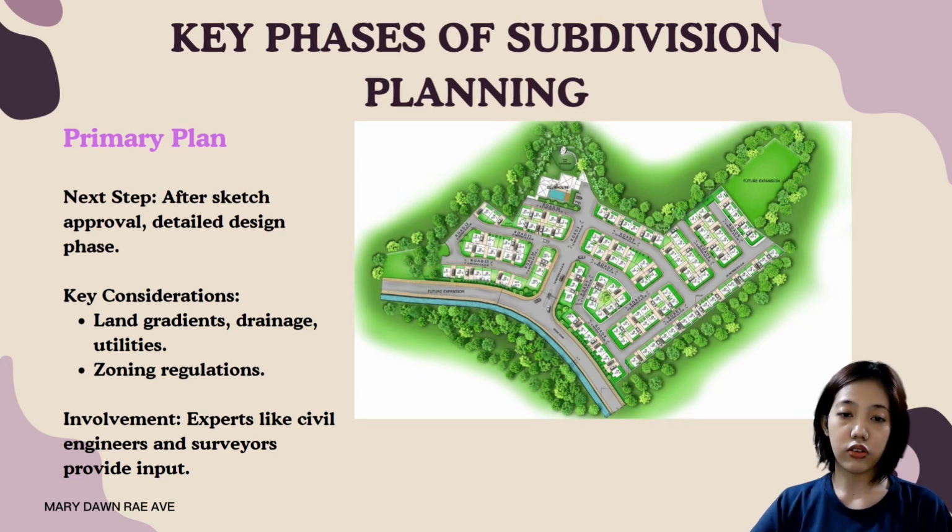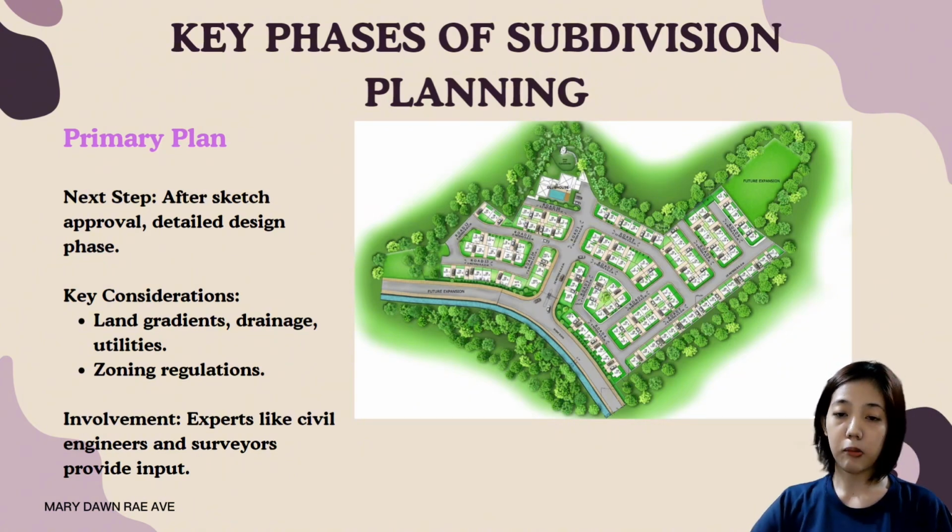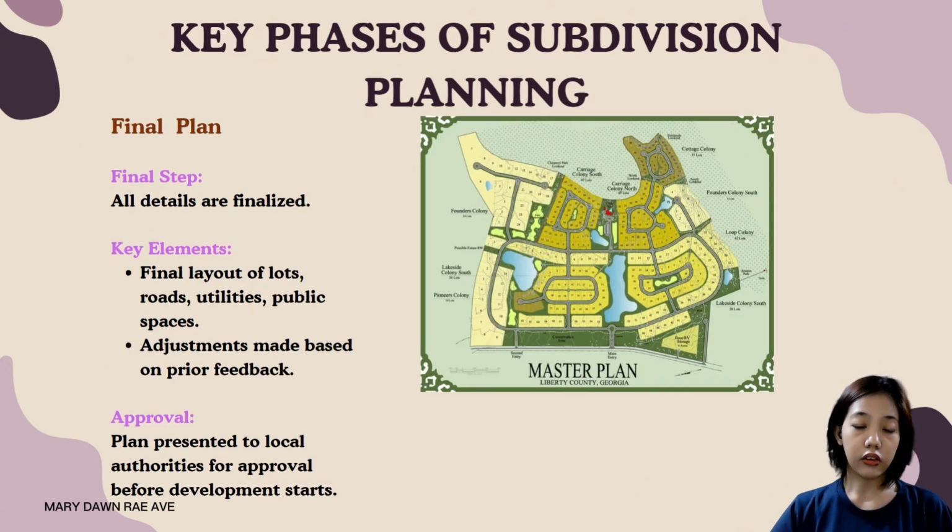Here, factors such as land gradients, drainage, utilities, and zoning regulations are carefully considered. This plan requires input from experts such as civil engineers and surveyors. The third is the final plan, the culmination of the process where all the details are finalized.